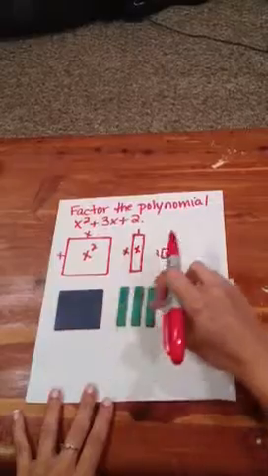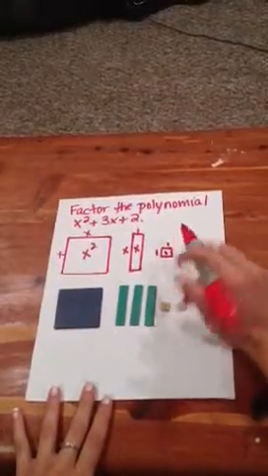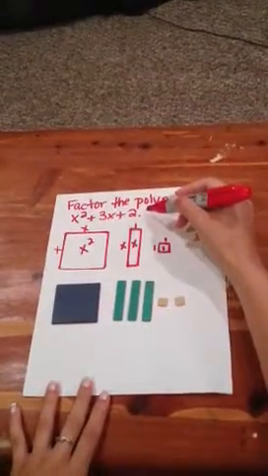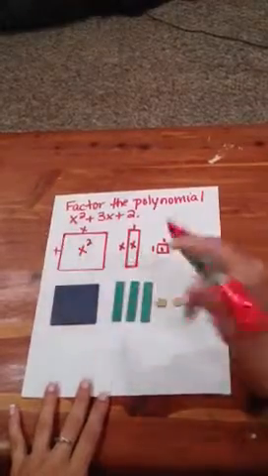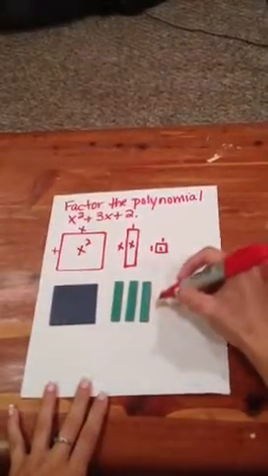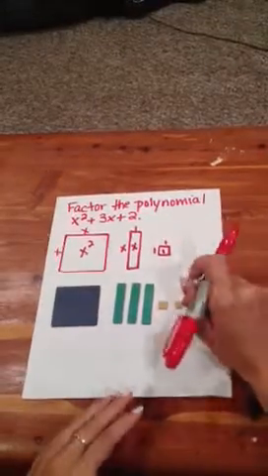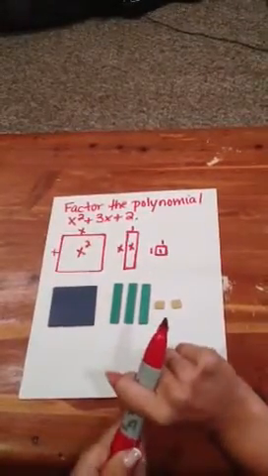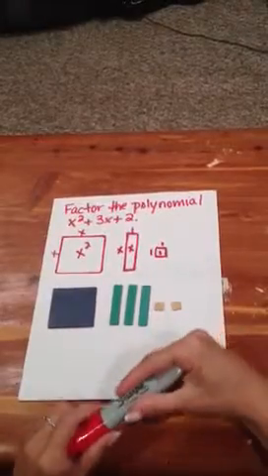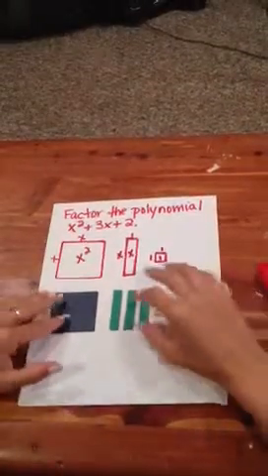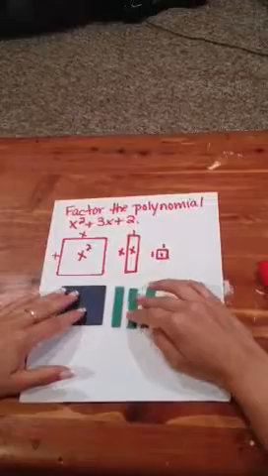Below here you can see that we have the algebra tiles that represent the polynomial we're trying to factor. We have 1 x squared, 3 x's, and 2 units. So we must create a larger rectangle using these algebra tiles without any spaces in order to establish what the factors of this polynomial are.